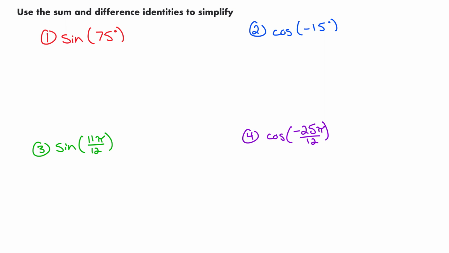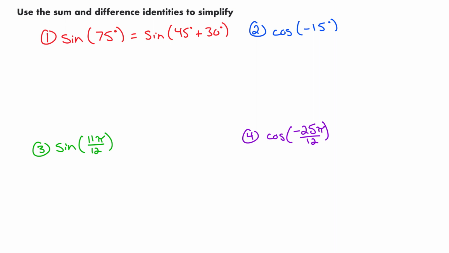If I tell you to find the sine of 75 degrees, 75 degrees is not on the unit circle. You can't just look it up. Sure, you can type it into a calculator. A calculator is going to give you a decimal approximation. I don't want an approximation. I want the exact value. Luckily, I can turn a 75 into the sum, or difference, of 2 angles on the unit circle. That is equal to sine of 45 degrees plus 30 degrees. And those 2 angles are on the unit circle.